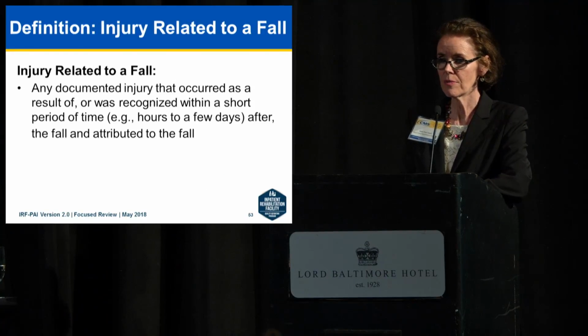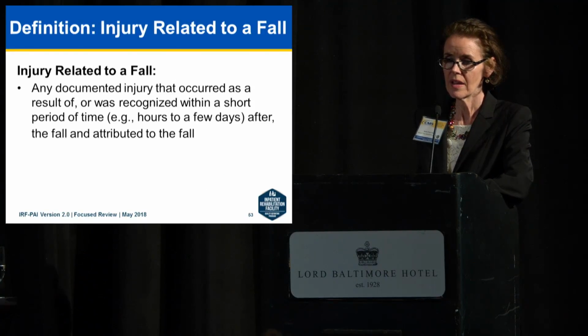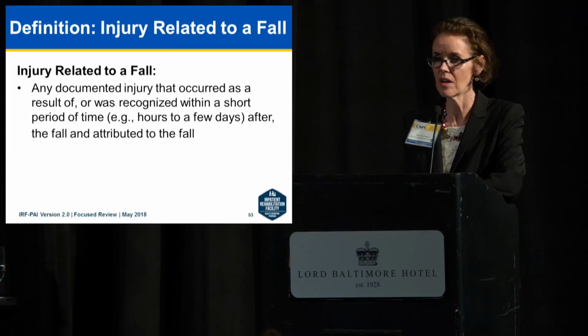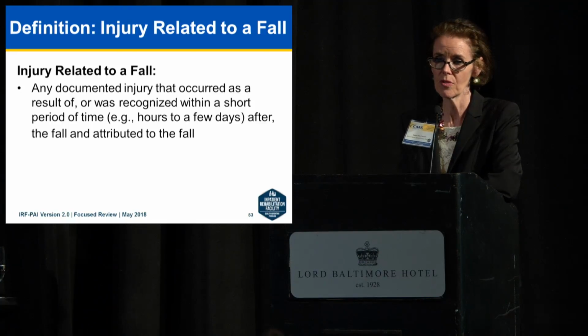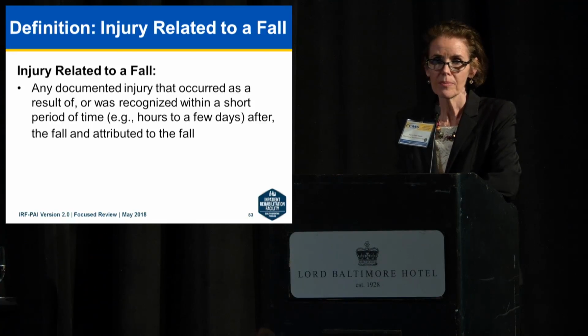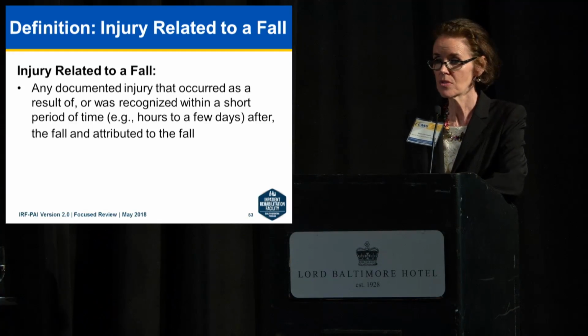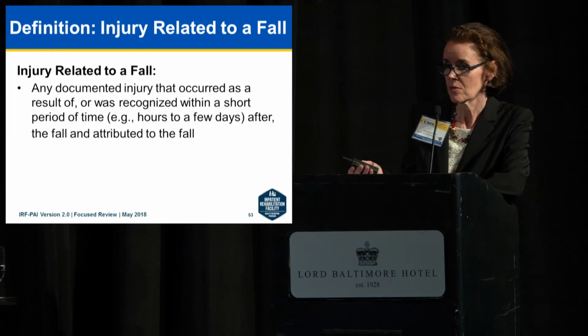So, an injury related to a fall, the definition of this is any documented injury that occurred as a result of, or was recognized within a short period of time, hours or a few days after the fall, and was attributed to the fall. Now, the updated section of the manual also has a definition of no injury, which is kind of interesting. So you have both definitions to work with.